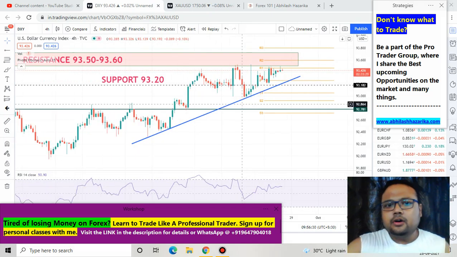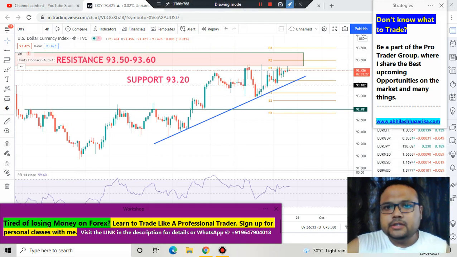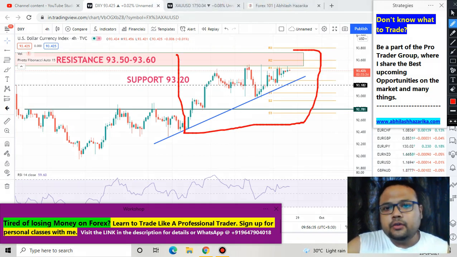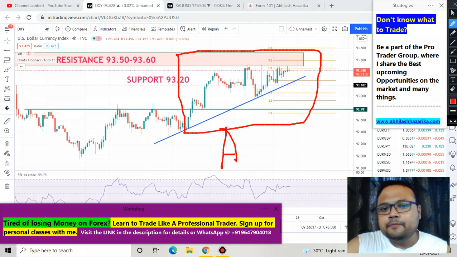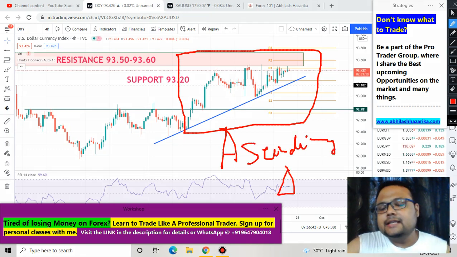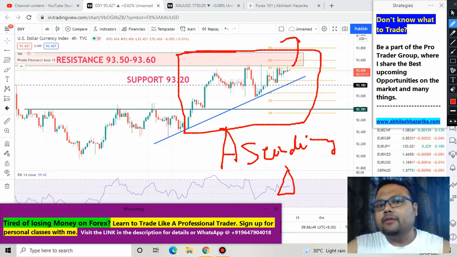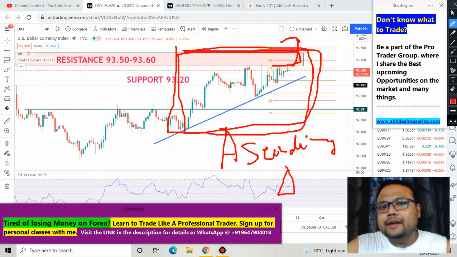And if you observe this portion of the US dollar here, then it looks like an ascending triangle pattern. Generally in an ascending triangle pattern, we see the market giving a breakout towards the upside. We have a resistance like this, and whenever the market goes down, it forms lower highs. So this is a good example of an ascending triangle pattern, and there is a good possibility of the market giving us a breakout towards the upside.